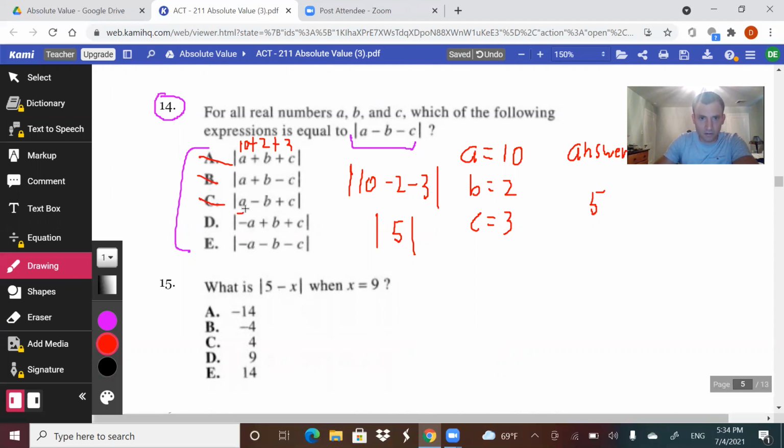Negative 10 plus 2 plus 3, that gets us an absolute value of negative 5, which is 5. That matches. And then real quickly, just to check E, negative 10 minus 2 is negative 12, minus 3 is negative 15. Absolute value of negative 15 is 15. That doesn't match. Easiest way to do this problem is just to throw numbers in and go.